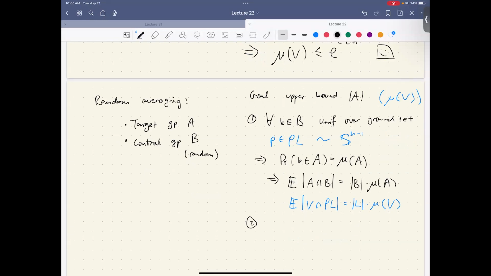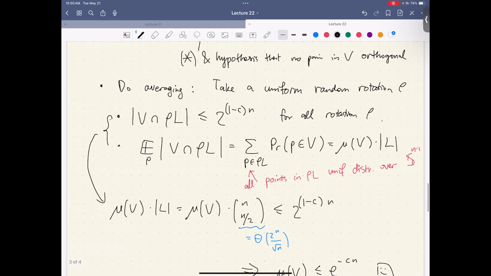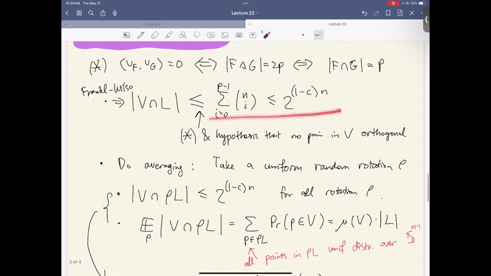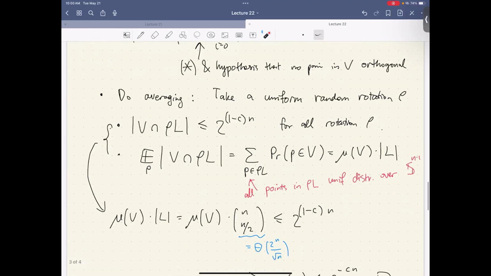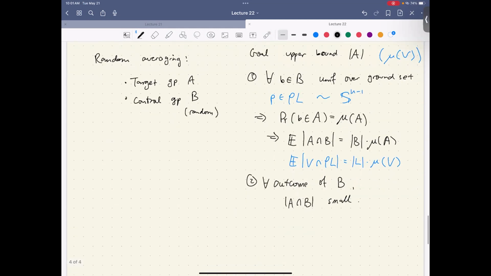On the other hand, if we choose this control group B in a smart way, for every outcome of this B, for every rotation rho, the intersection is small. Okay. Then we can finish the proof. I just want to remind you of this random averaging argument.